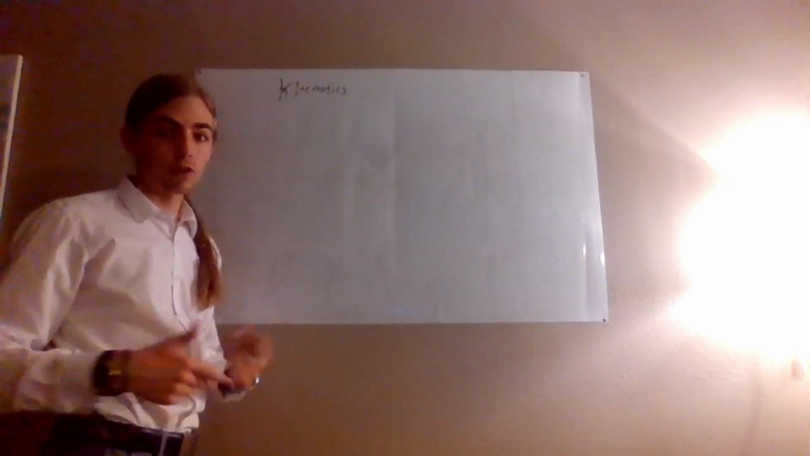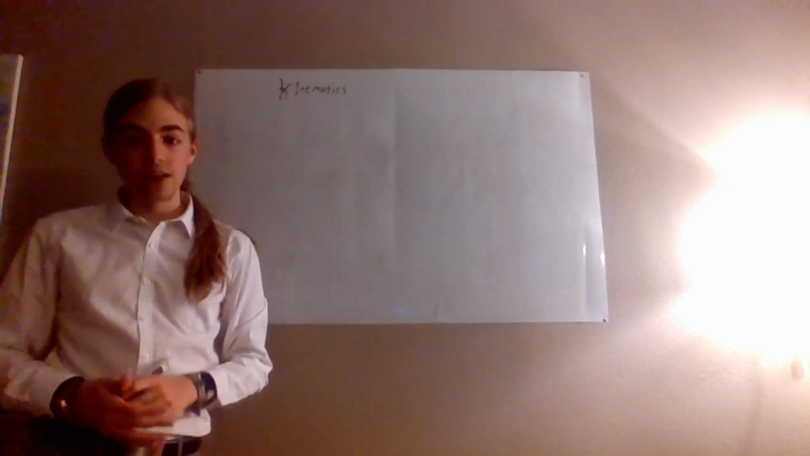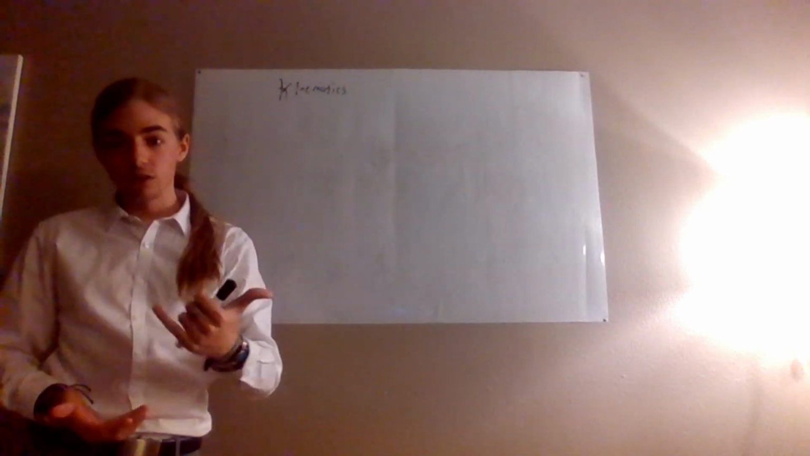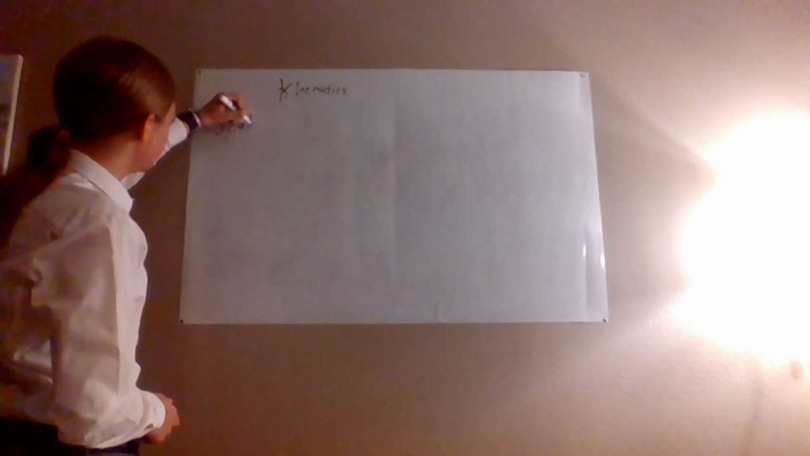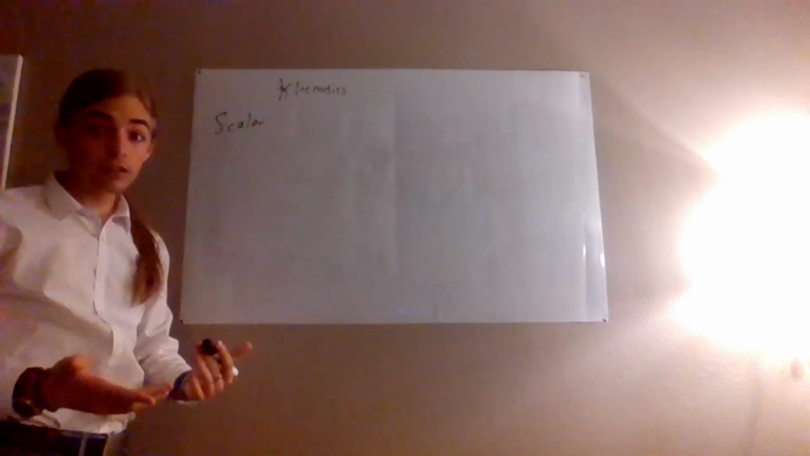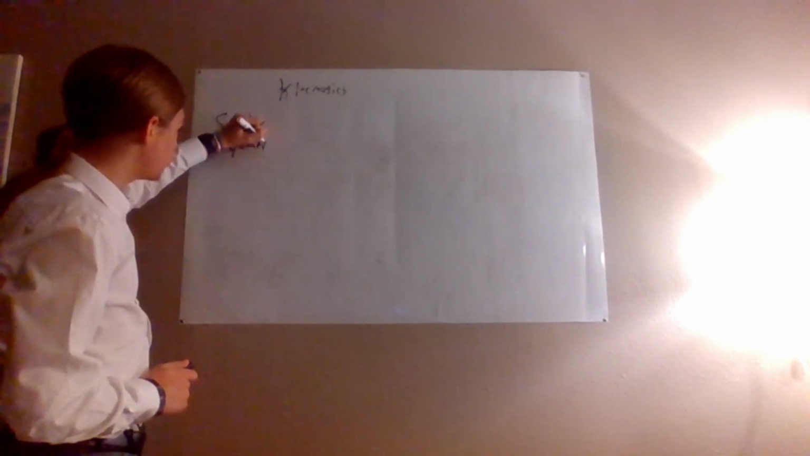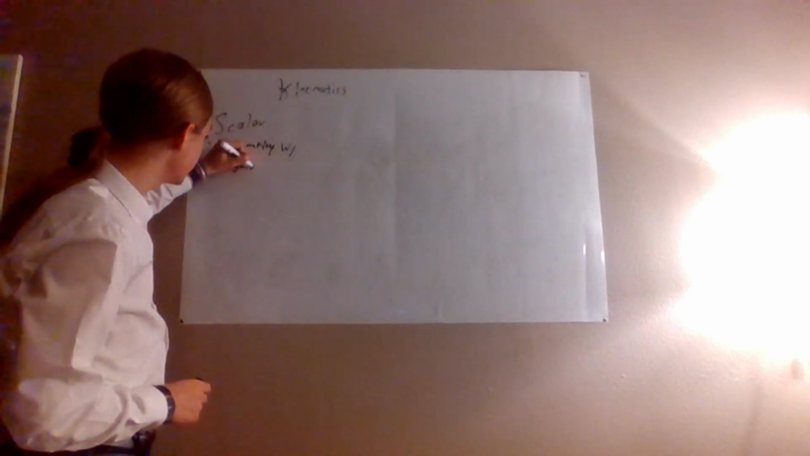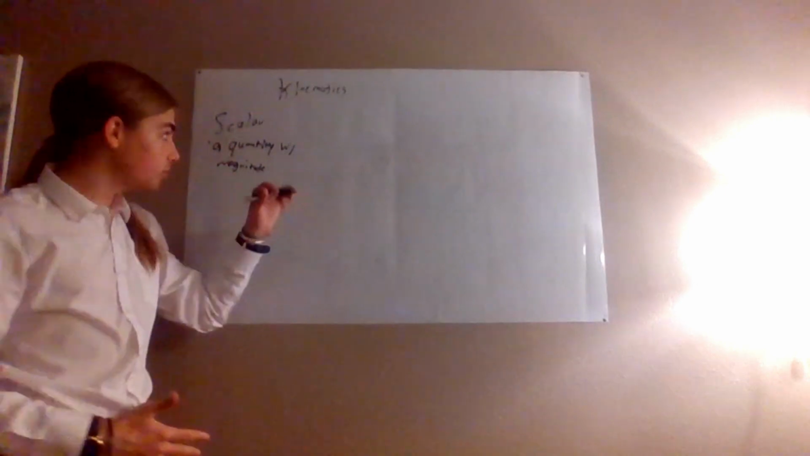So let's start with topic 1.1. Topic 1.1 asks you, the student, to understand the concepts of vectors, scalars, and the difference between them. So let's start with a scalar. A scalar is a quantity with magnitude. Pretty simple. A lot of things fit into this category.